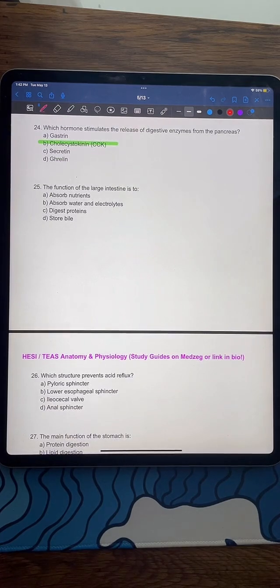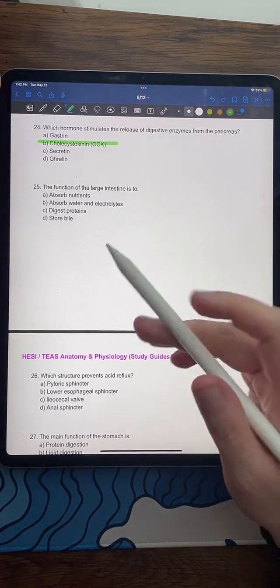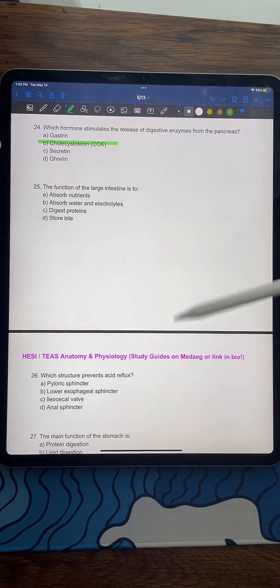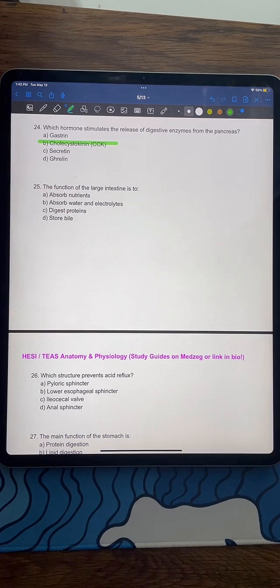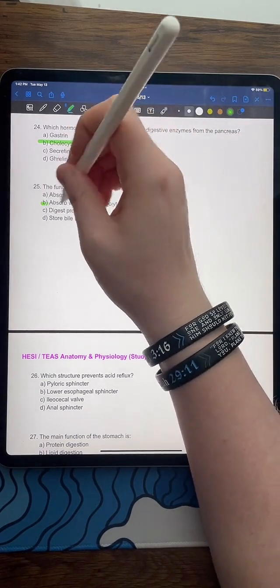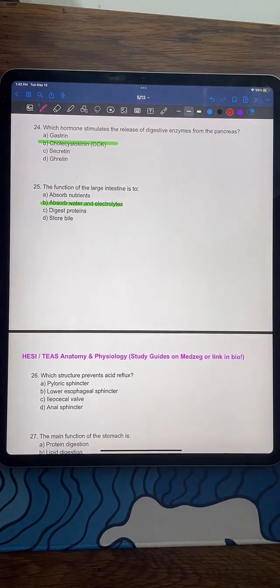25, the function of the large intestine is to... So we talked about most of the absorption of nutrients is going to occur in the small intestine. What follows? So whatever is left from the small intestine, what happens to that material in the large intestine? Awesome. It is B. It is to absorb water and electrolytes. This is what's going to form our solid waste.